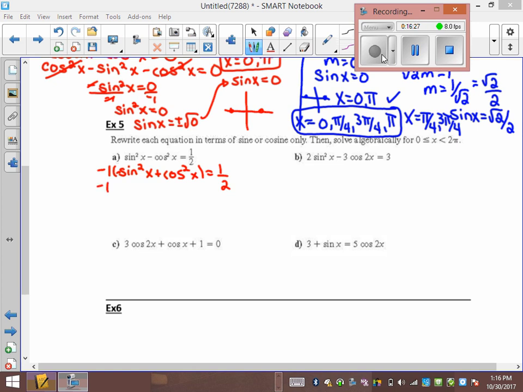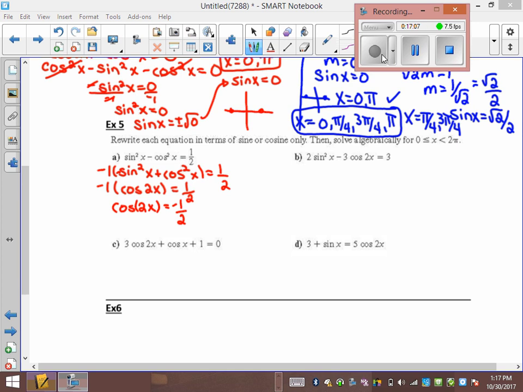So you'd have negative 1 cos 2x equals a half. You could divide the negative 1 over, so you'd get cos 2x equals negative a half. And we don't know how to solve anything with a double angle identity directly like that, because we're not forced to. But we could replace the cos 2x with something else. So you could replace it with 2 cos squared x minus 1. You could replace it with 1 minus 2 sine squared x.